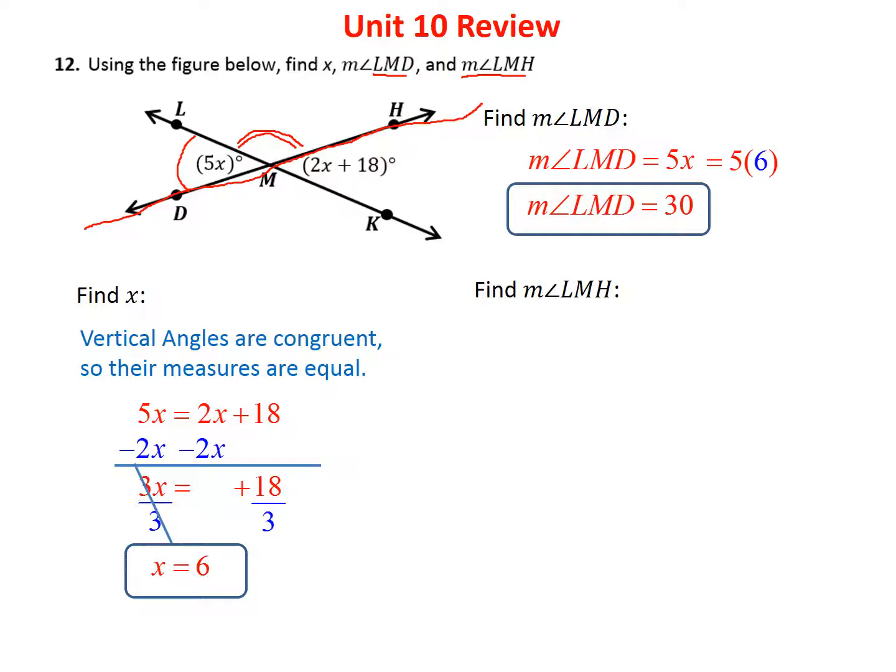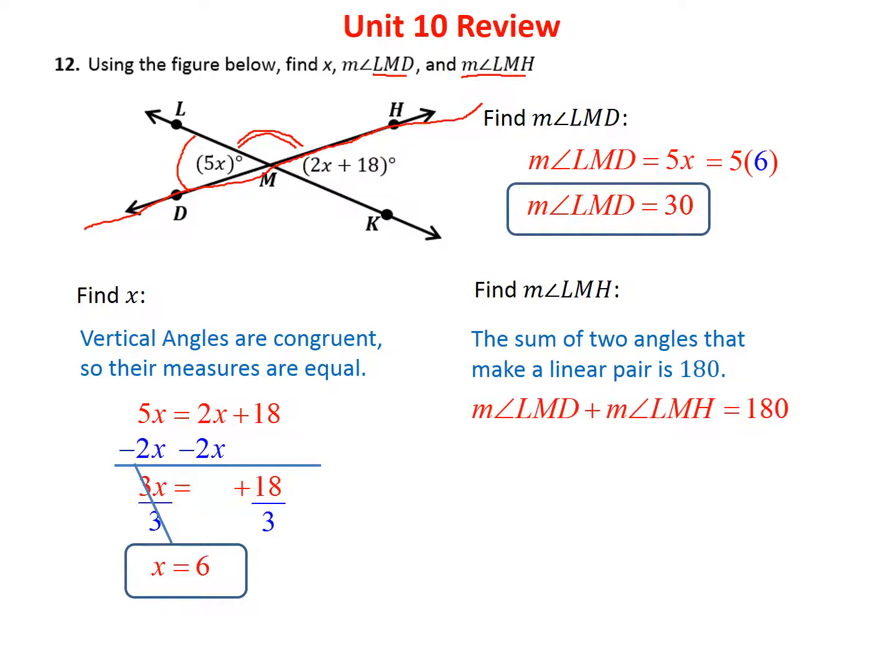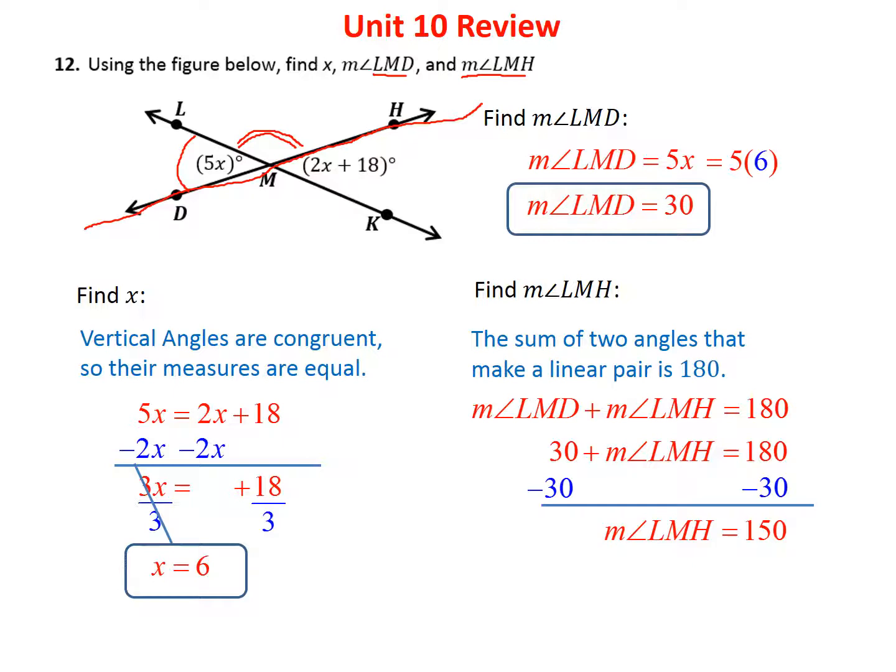Now we want to find the measure of LMH. Well, I noticed that these two form a straight line, so they are supplementary. So the two angles add up to 180. So let me plug in the one I know, 30. So 30 plus the measure of LMH is 180. Let's subtract 30 from both sides, and we find that the measure of LMH is 150 degrees. And obviously 150 plus 30 equals 180 for that check. And now we're done. Hope you do well on the test.